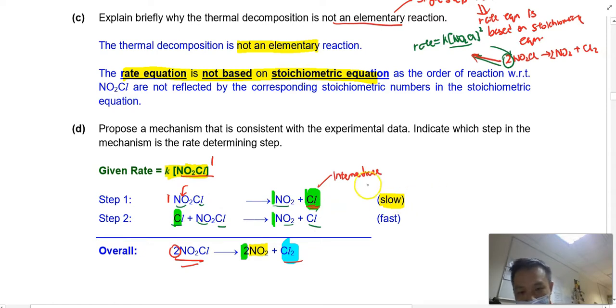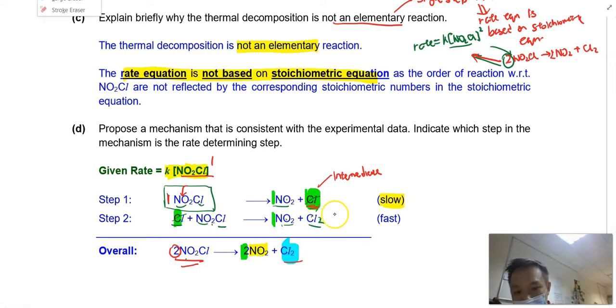Last thing to check, two things to check. Your rate law, only one NO2Cl is involved. And when you sum your step 1 and step 2, you get the overall equation. So take a look. 1 NO2Cl plus 1 NO2Cl, 2 NO2Cl. This Cl intermediate cancels away. You have 2 NO2 and 1 Cl2. Alright? Okay, that's part D, the proposed mechanism.